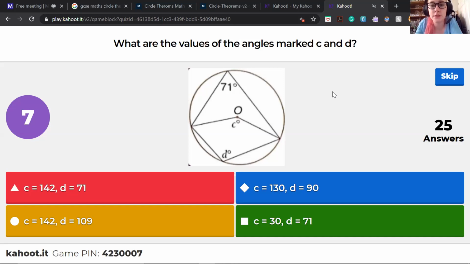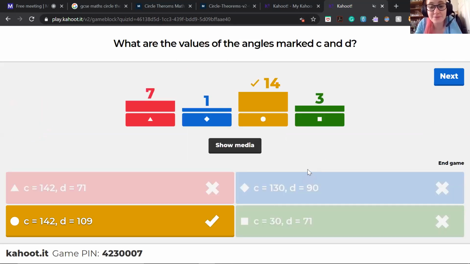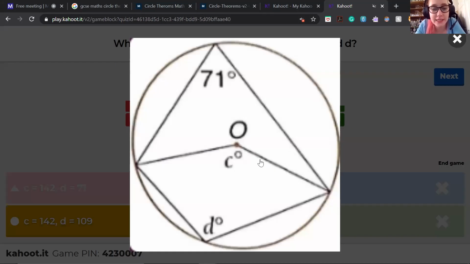Okay. Yeah, brilliant. Most people got that right. So to find C, it's everybody's favorite. Angle at the center is twice the angle at the circumference. So it's double 71. So it's 142. And to find D, this is a cyclic quadrilateral. So they have to add up to 180. So a few of you thought it was equal. It's not. It's that they add up to 180. So that's 109.